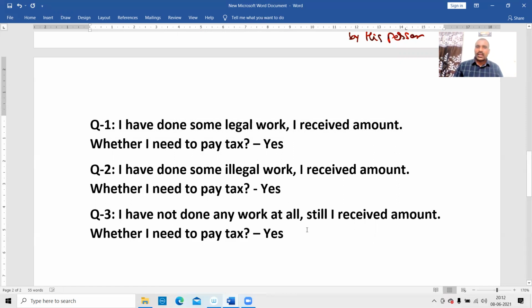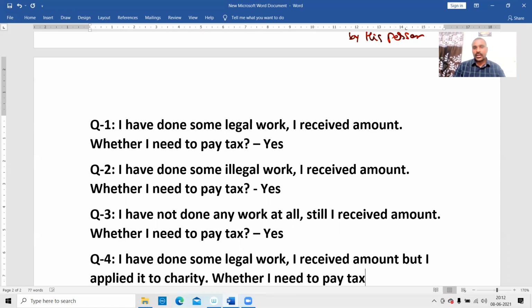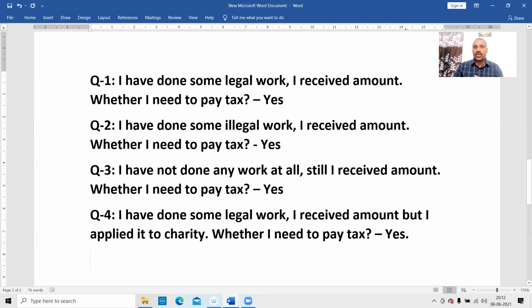I have done some legal work and received the amount, but I applied it to charity. Whether I need to pay tax? The answer is yes. Question number 5.